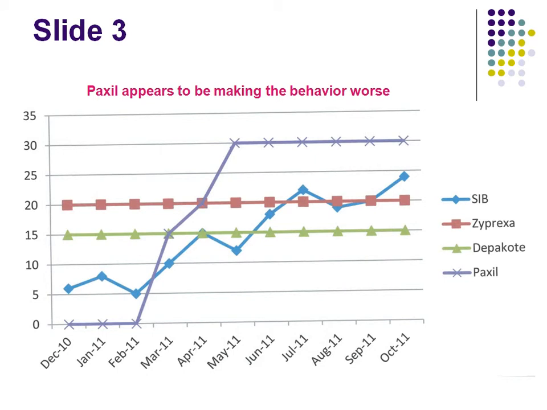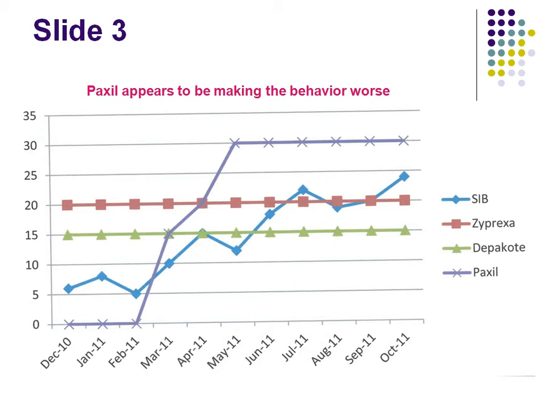Okay, we chose Paxil. You can see again, you get oriented there. You see the Zyprexa now is still at 20, and the Depakote is still at 1,500 milligrams per day. And in March 2011, Paxil was added, and the Paxil was increased up to 30 milligrams per day and kept on that dose through October 2011.